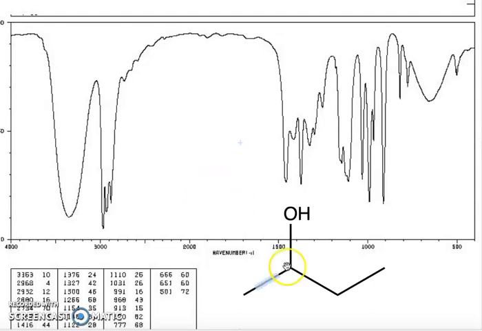And alcohols have very characteristic OH stretches. This big, long, broad, curving peak above 3000 tells you this molecule has an alcohol in it.